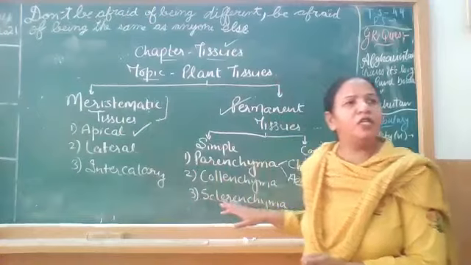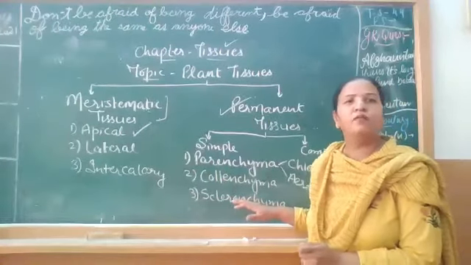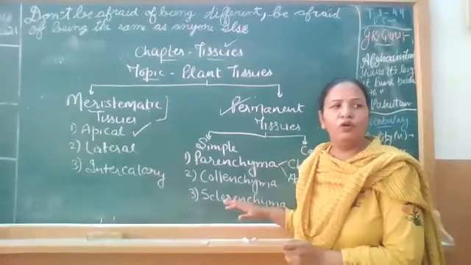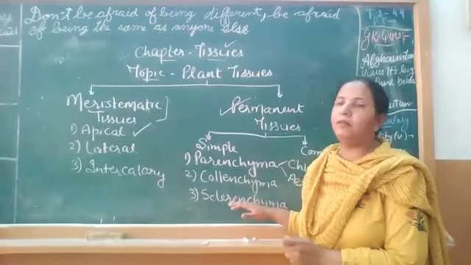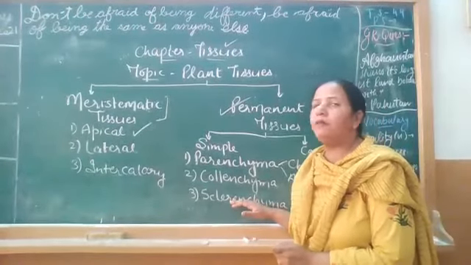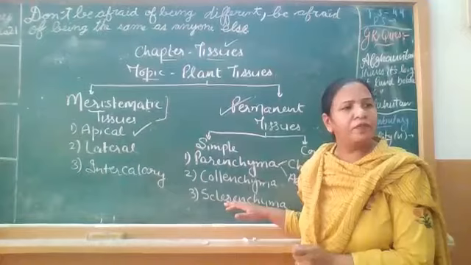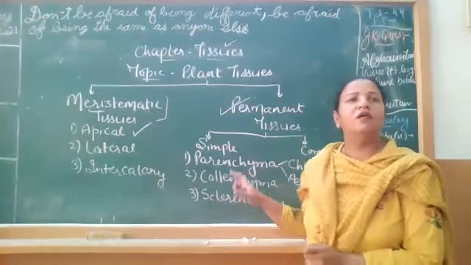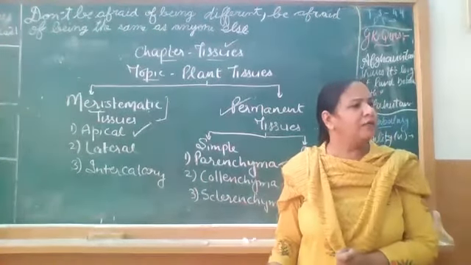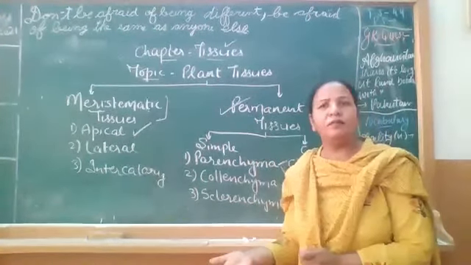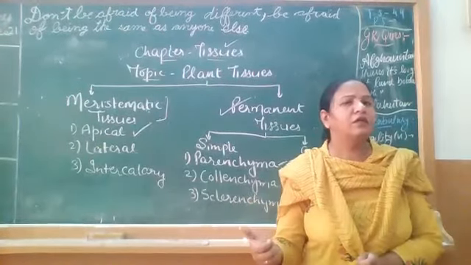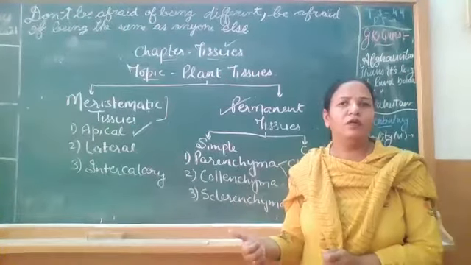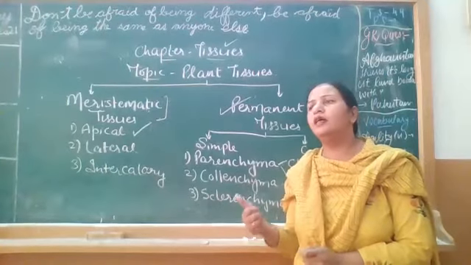And its location, where is its occurrence? Leaf stalk below the epidermis. Functions: provides flexibility to plant. Easy bending happens because of it. Where? And it also provides mechanical support.